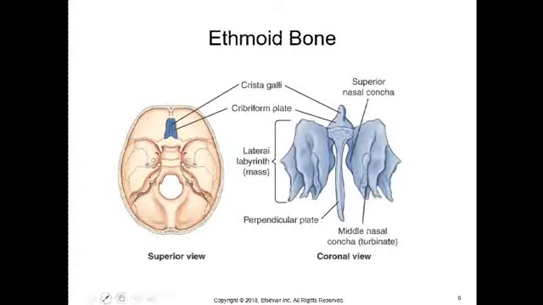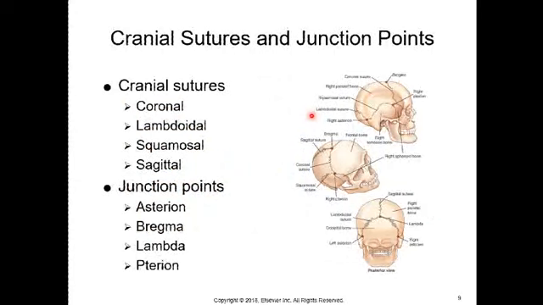So moving on. Those are the basic landmarks that you should know for your ethmoid bone. Very important. Okay. Cranial sutures and junction points. So the cranial sutures are basically where our fontanelles actually merge, and these sutures are immovable. So they're not going anywhere. Let's hope they don't go anywhere, because that would be bad and we don't want brains sliding around everywhere.